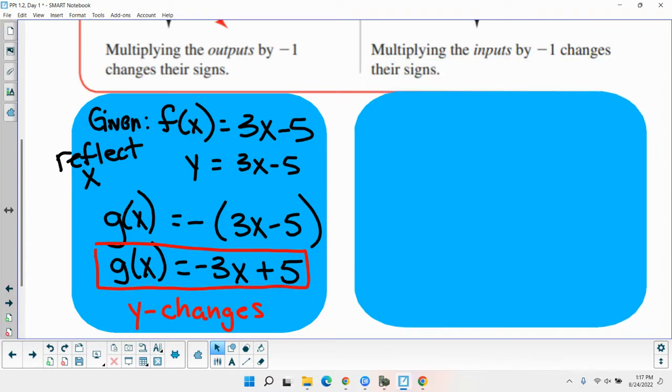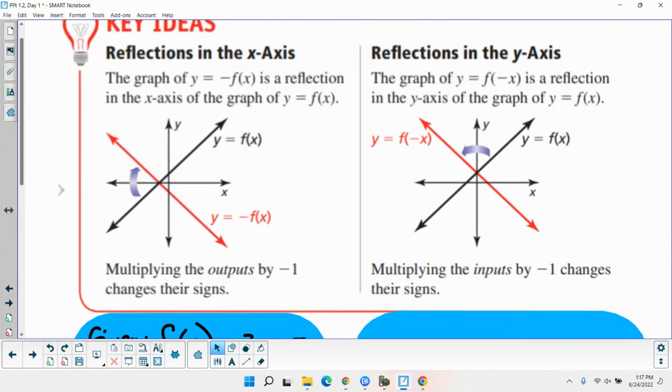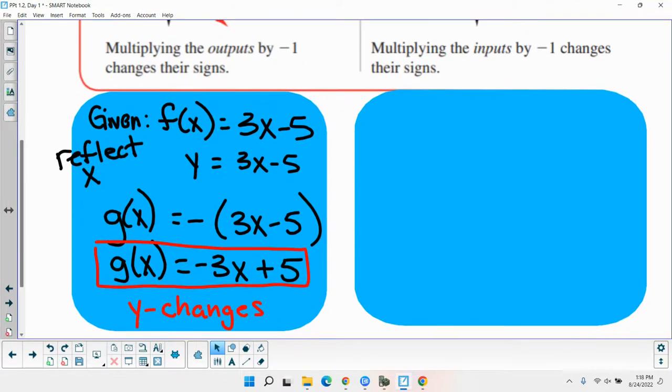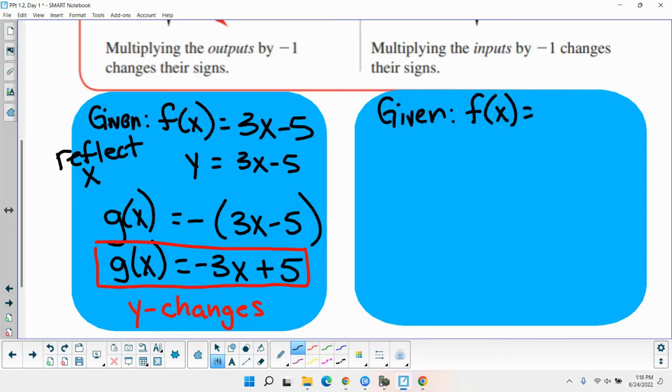Okay, reflecting about the y-axis. All right. We take the opposite of the x. The x changes. Okay, multiply the input. The inputs are the x values, the domain. The output is the y values, the range. Okay. All right. So again, we're starting with our same f function. And we're going to reflect about the y this time.